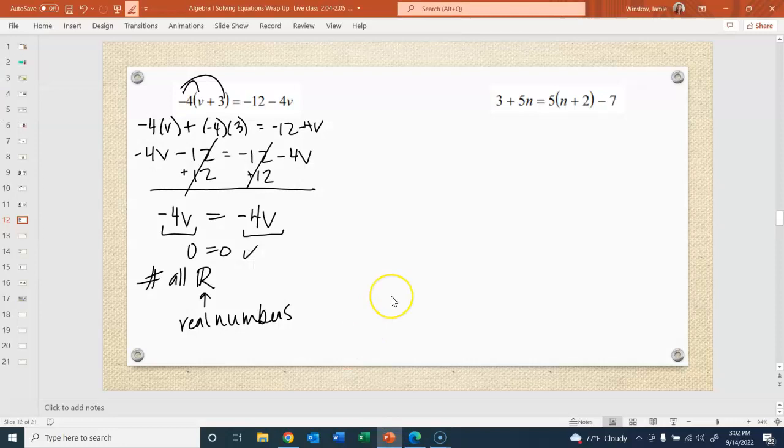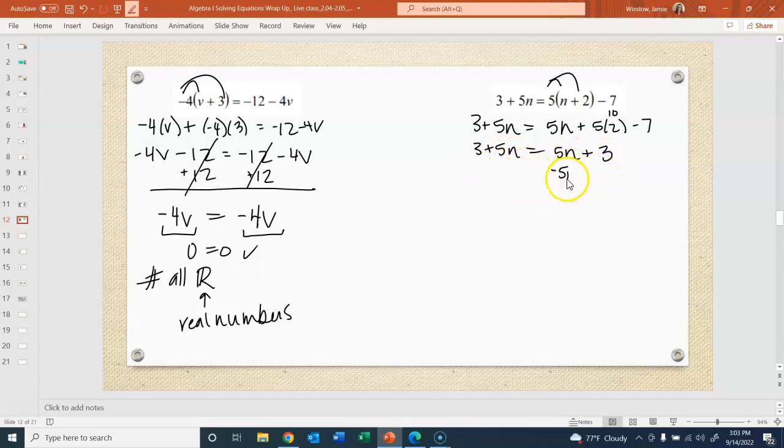It's a horizontal line. Look at this one. We'll distribute our 5 like we have been. 5 times n plus 5 times 2. Okay, we'll combine like terms over here. This is 10. 10 minus 7 is 3. And look, we're left with the same thing. The exact same thing on the left equals what's on the right.